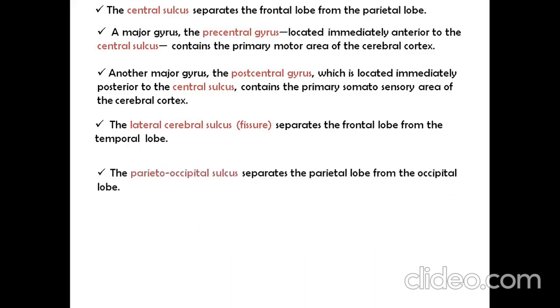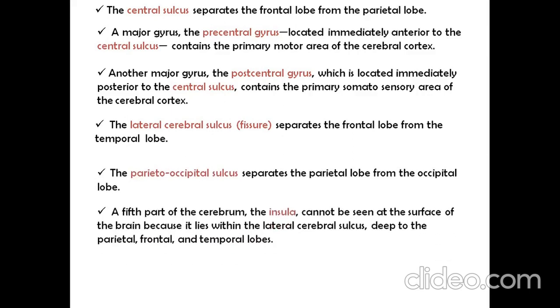The parieto-occipital sulcus separates the parietal lobe from the occipital lobe. The fifth part of the cerebrum, the insula, cannot be seen at the surface of the brain because it lies within the lateral cerebral sulcus, deep to the parietal, frontal and temporal lobes.